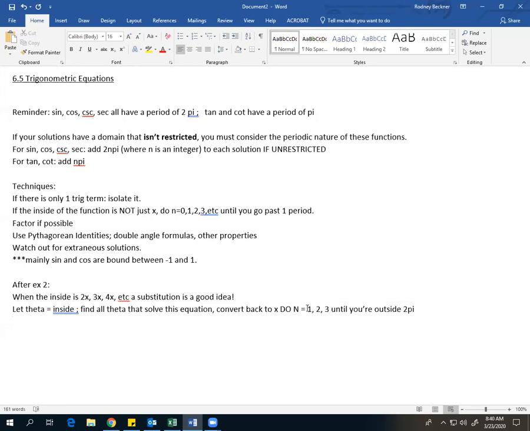And I started at 1. I actually need to say started at 0. Do n equals 0, 1, 2, 3. So please make sure that you catch that. Start at 0, then go until you're outside 2 pi. So 0, then 1, then 2, then 3, maybe 4, maybe 5. Generally, I don't give you problems that are worse than 3. 0, 1, 2, and 3, that is to say.